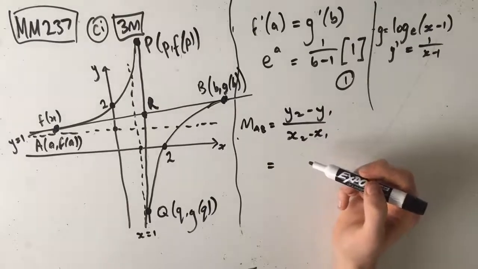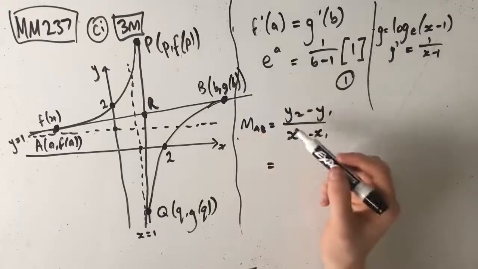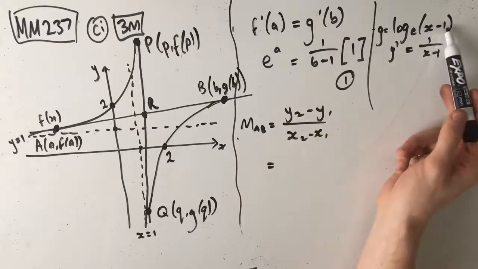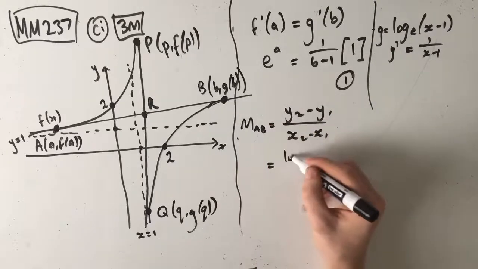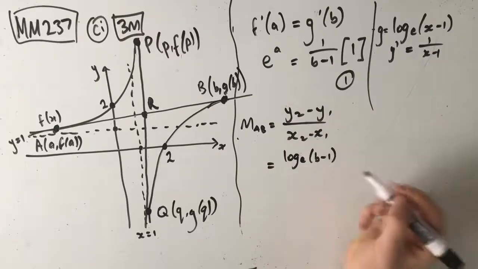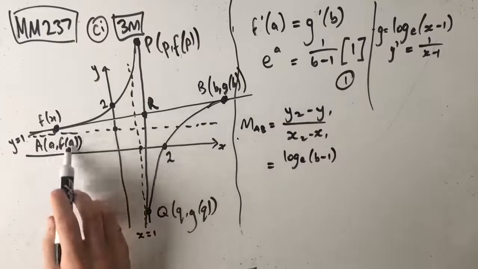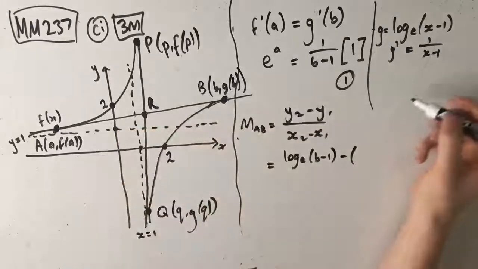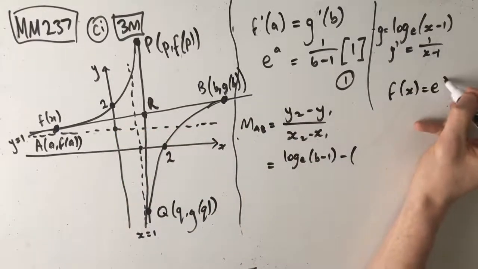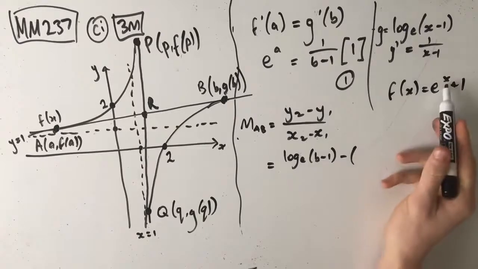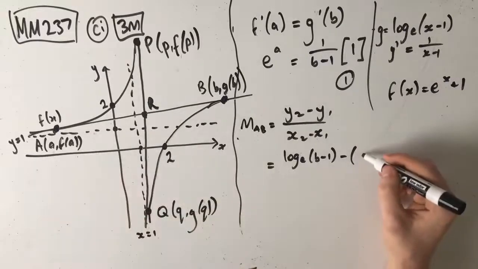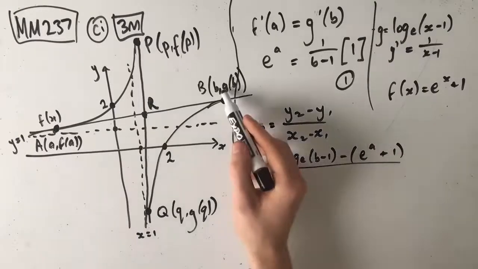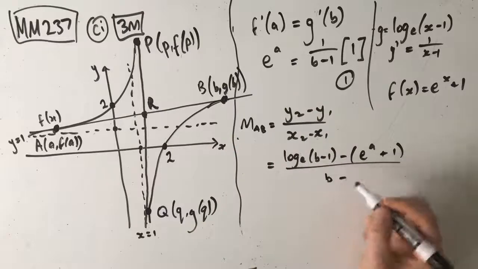Now, for our y2, we're going to take b as our second point. Our y value at this point is equal to log e of x take 1, but because our x value is b, our y value is going to be log e of b take 1. Our y value of this point over here is going to be equal to e to the x plus 1. So f is e to the x plus 1. But because our x value is a at this point, our y value is e to the power of a plus 1. Now, our x value at this point is b, and our x value at this point is a.